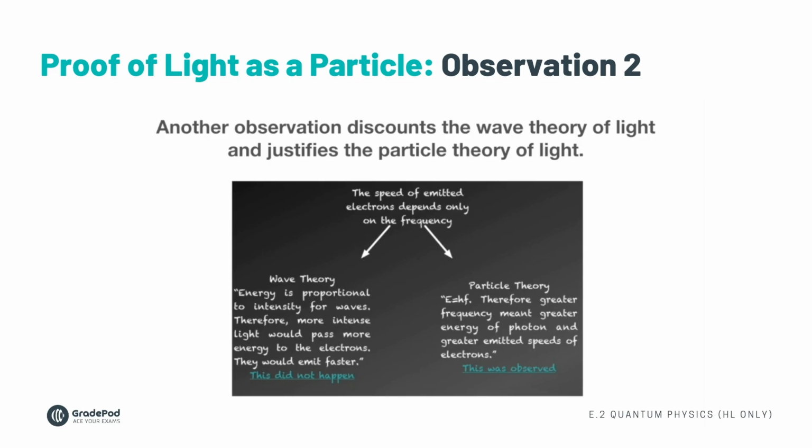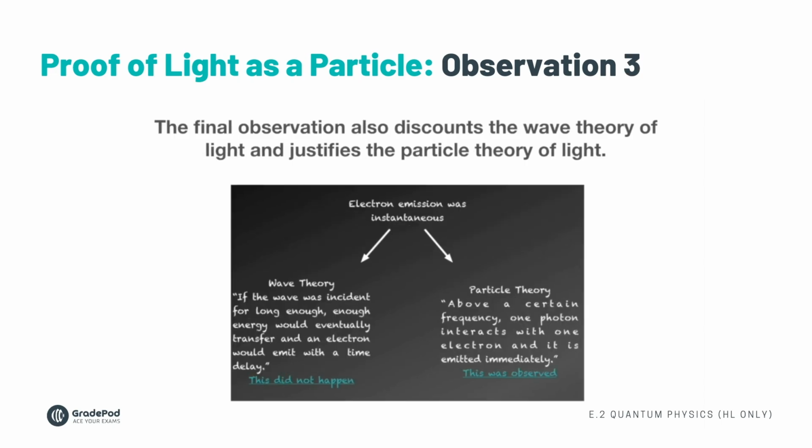And it can be explained by E equals hf. Therefore, greater frequency means greater energy of photon and greater emitted speeds of electron. And that was observed. The third observation, let's look at both wave theory and particle theory again. Electron emission was instantaneous. If the wave was incident for long enough, and this is if you're looking at light as a wave, then enough energy would eventually transfer and an electron would be emitted, but with a time delay. So if you put visible light onto there, it's got a low frequency, and you left it on for long enough, eventually it would pass enough energy to the electron, it would be emitted.